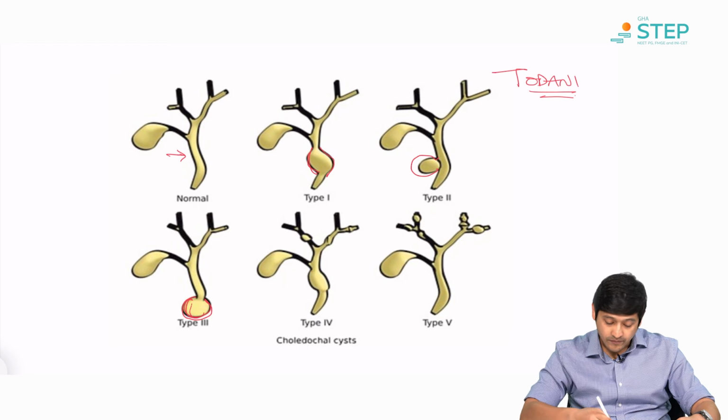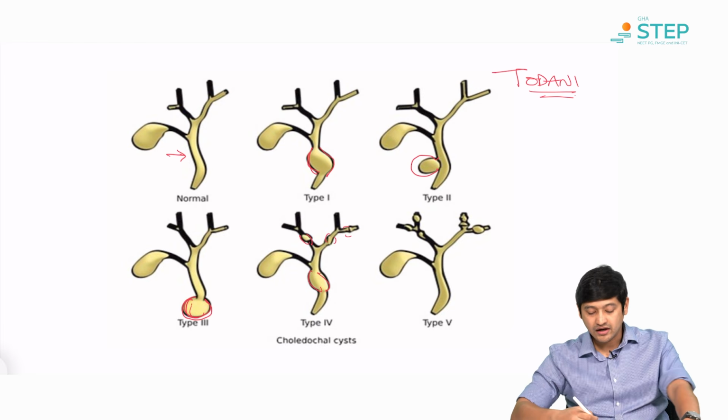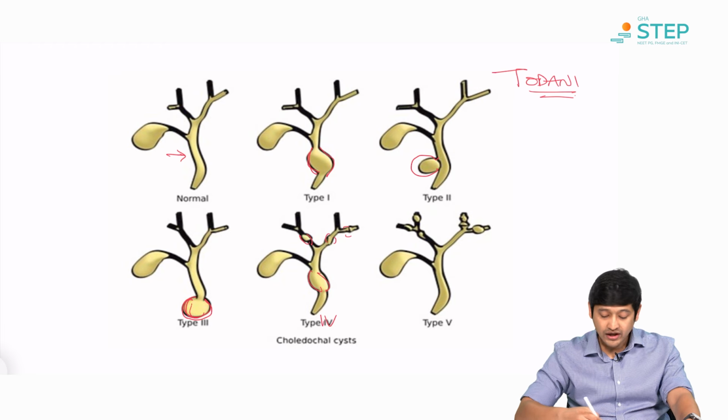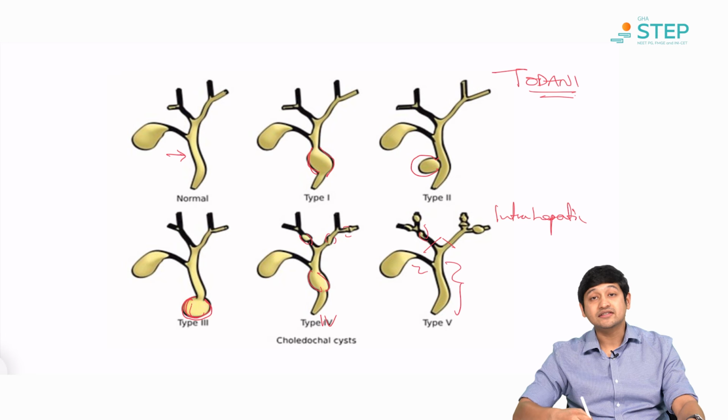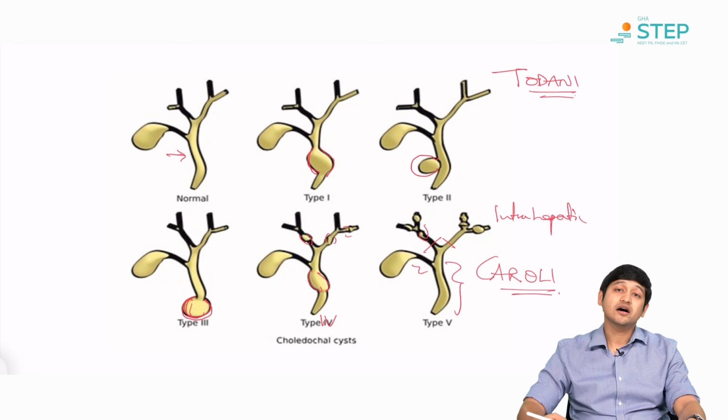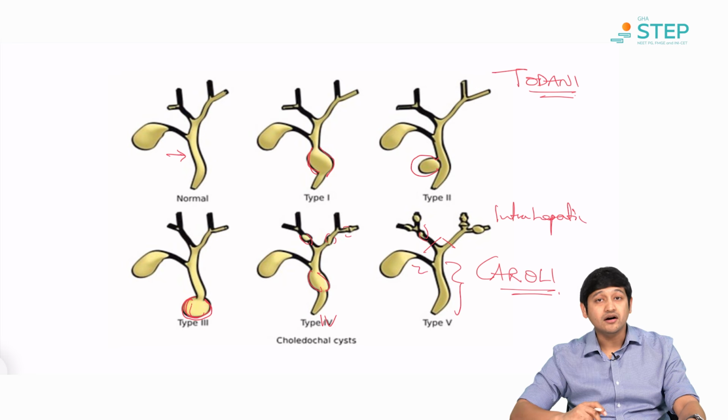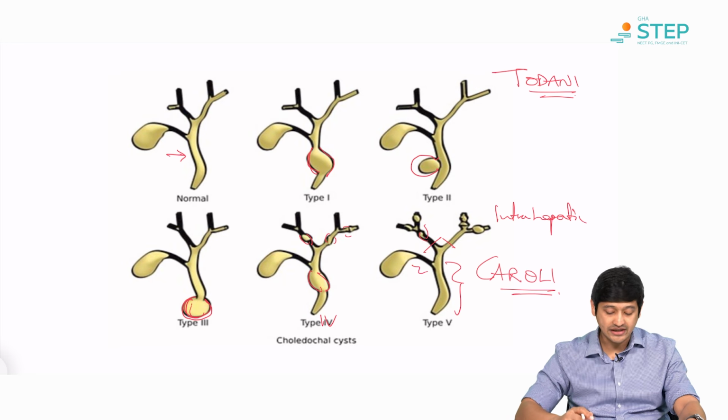You can have both extrahepatic and intrahepatic cystic dilations, being type 4, and you can have, finally, exclusively intrahepatic dilations of the biliary system. They are not seen on the outside of it. This is called Caroli disease. All right, so these are the different types that you can get in biliary dilation classified by the Todani classification.